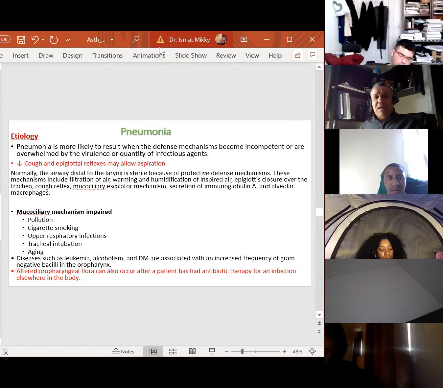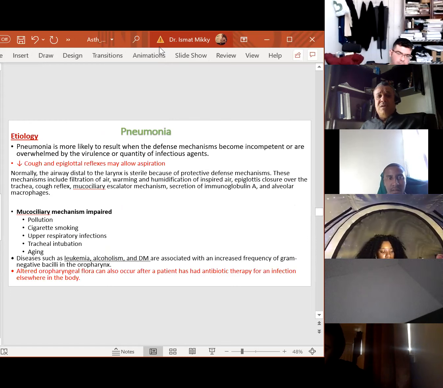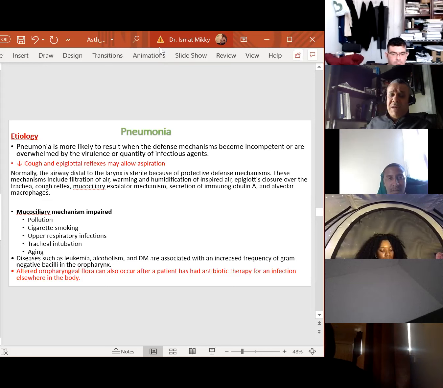So pneumonia, and we have different types of pneumonia. The etiology: the mechanism which would be impaired is the mucociliary mechanism. And we have different reasons, causes and factors that may result in the alteration of that mechanism. Pollution, cigarette smoking, upper respiratory infections, intubation, aging.